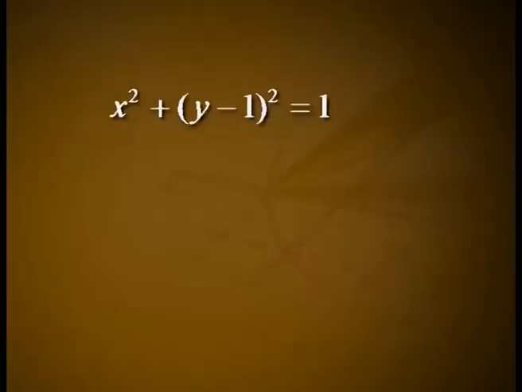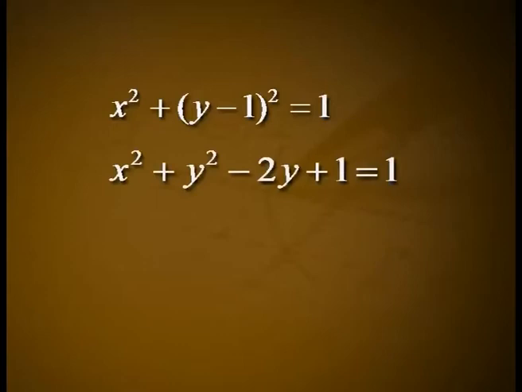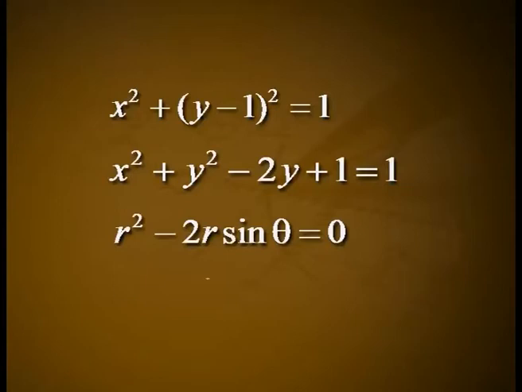The base of D is also the region's projection R on the xy plane. The boundary of R is the circle x² + (y − 1)² = 1. Its polar coordinate equation is obtained as follows: x² + (y − 1)² = 1, that is x² + y² − 2y + 1 = 1, that is r² − 2r sin θ = 0, that is r = 2 sin θ.